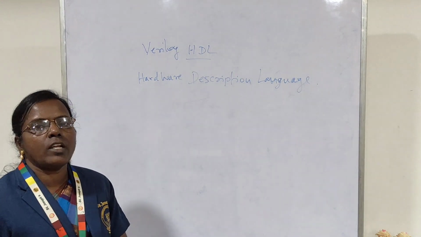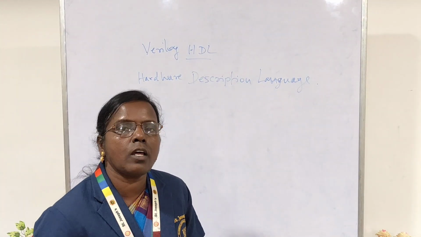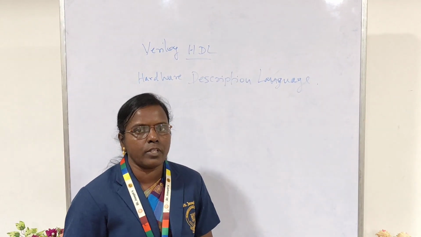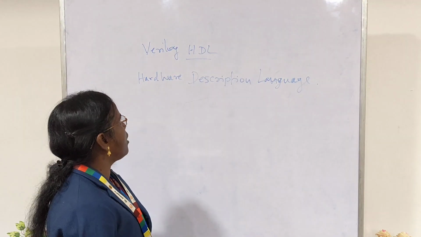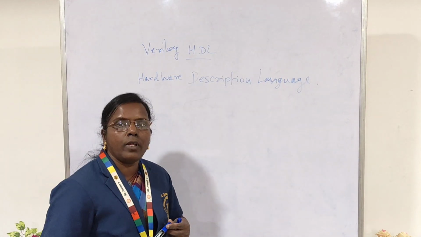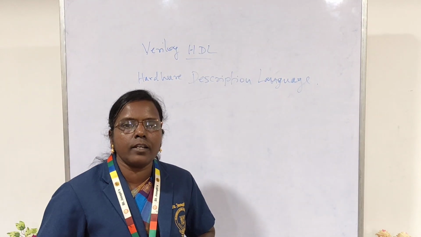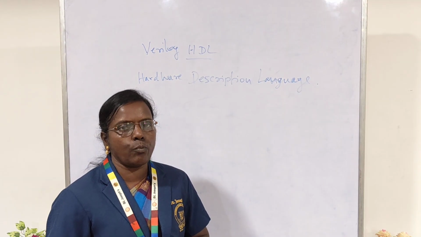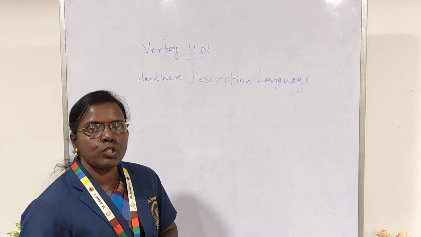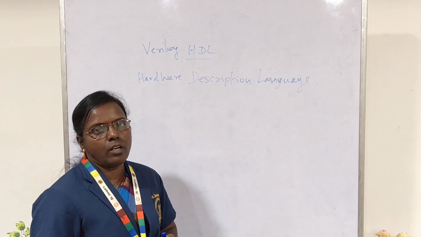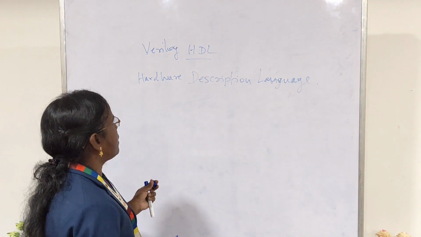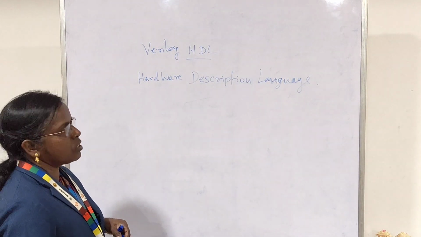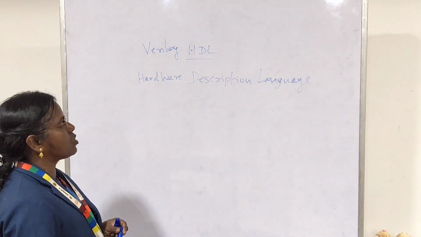Popular HDLs are Verilog HDL, VHDL, and SystemVerilog is also one of the HDLs, right? Verilog HDL is a very popular, most industry-standard HDL. Most of the industry is using Verilog HDL nowadays, which can be used to describe hardware circuits. For chip design, Verilog HDL is the commonly used language in almost all industry.